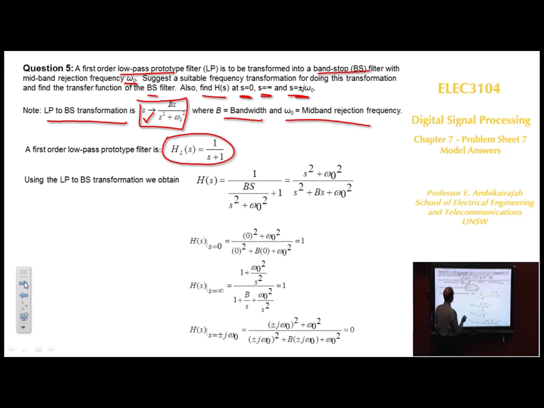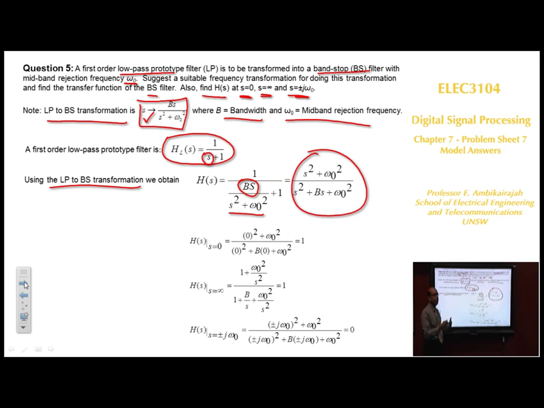So you just substitute, wherever you have S in the first order low pass filter, instead of S you put in Bs over (S squared plus omega naught squared). Now you simplify this, and that's your transfer function. That's your low pass to band stop transfer function. It's a very straightforward transformation that you've been given. The transformations between low pass to high pass and back, you need to remember that. That's a very simple one.